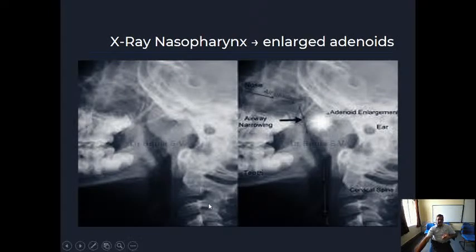Now, when you take an X-ray radiologically, this is the nasal cavity, this is the upper teeth, lower teeth, and this is the mandible, and this is the nasal cavity, and behind that is the nasopharynx, where you see there is a soft tissue mass. That is the radiological evidence that the adenoids narrow the air passage.